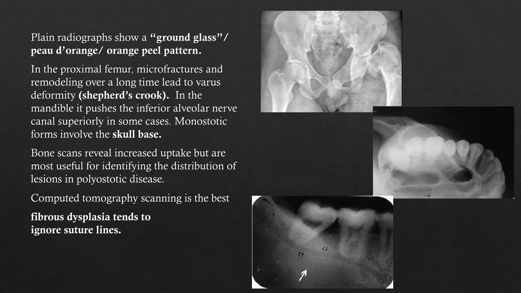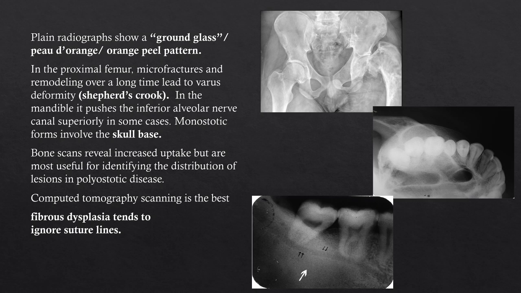So computed tomography scanning is the best when it comes to fibrous dysplasia, and it tends to ignore suture lines, meaning if it is going to involve, say, the parietal bone on the right or the skull base, for a patient it is going to involve the occipital, the parietal and the temporal bones. So the suture lines do not matter. If it's going to involve one bone, it's going to spread to other bones too.